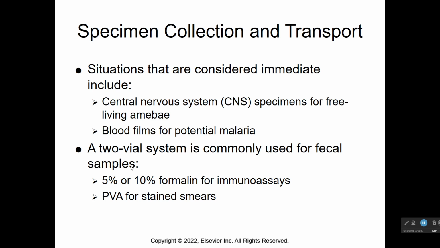When we're talking about fecal specimens, there's different vials. You can have formalin, you can have polyvinyl alcohol, which is PVA. Usually the formalin is better for our immunological assays. The PVA is better for stain, but now there's generally one fixative called a total fix that is used.